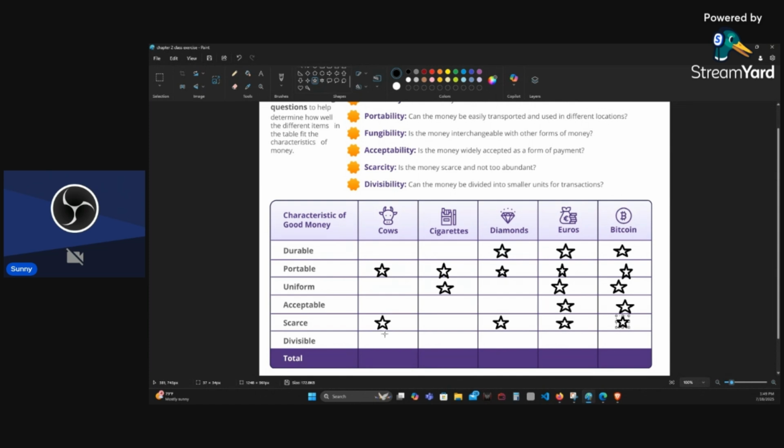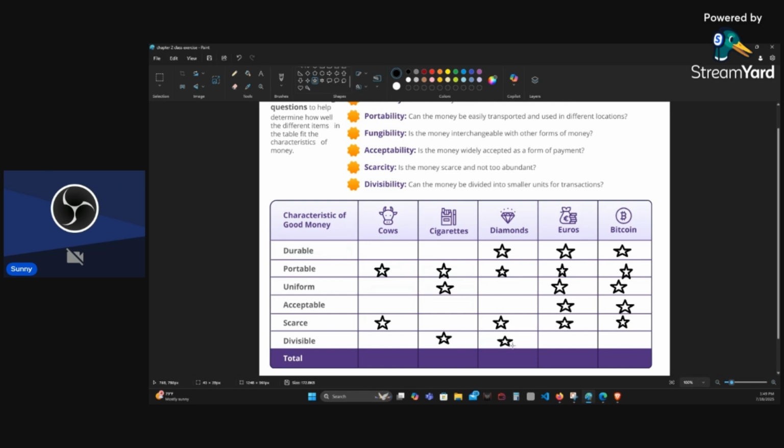You can't just chop up a cow, I guess you can, but you guys know what I mean. You can't really use cow as good money. One cow leg is not going to be worth another cow leg. Cigarettes, divisible. We'll just give it to it. I guess a half a cigarette could be, I don't know. Let's be nice and say yes.